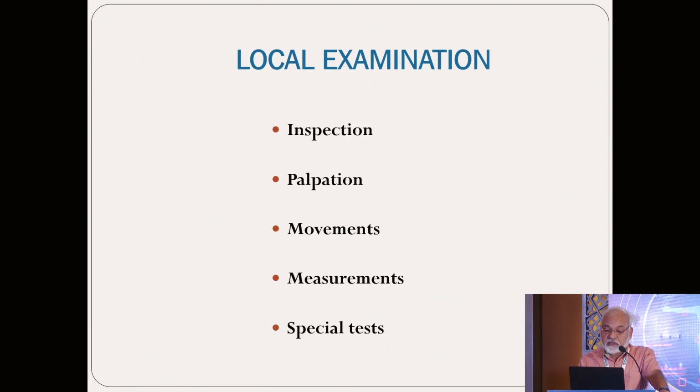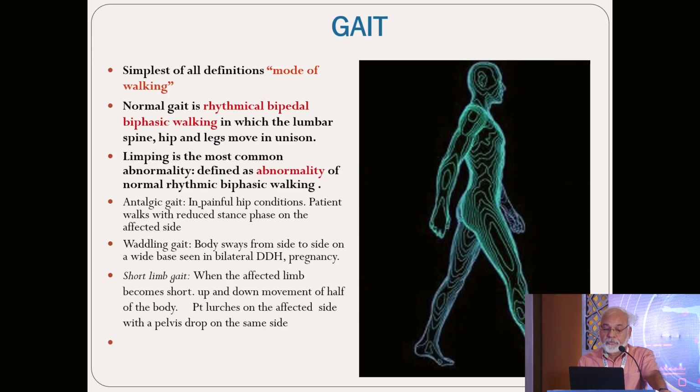This I have already said: inspection, palpation, movement, range of motion, measurements like limb length, and special tests. So first we would like to see the gait. It's a mode of walking which is rhythmical, bipedal, biphasic walking in which the lumbar spine, hip and legs move in unison. And limping is the most common abnormality, defined as abnormality of normal rhythmic biphasic walking. It could be antalgic gait, waddling gait, short limb gait.